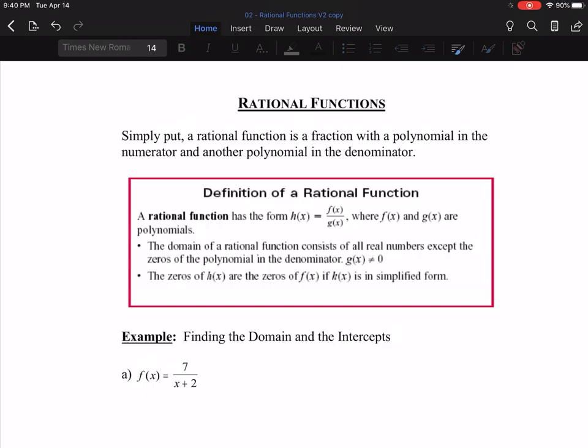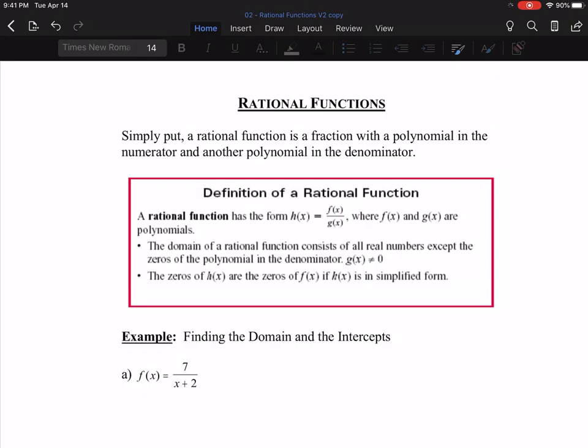We start by defining rational functions. Simply put, a rational function is a fraction with a polynomial in the numerator and another polynomial in the denominator. That immediately means that all the skills that we developed the last two chapters for factoring and solving will be used here, because it's going to be a polynomial we're talking about in the numerator and then another polynomial in the denominator. So here it is in the red box, the formal definition from a textbook.